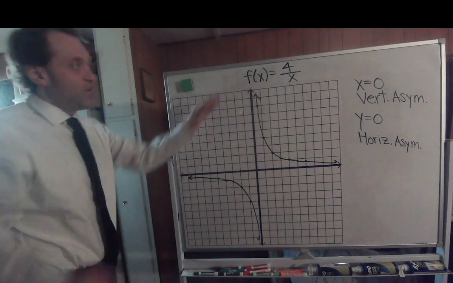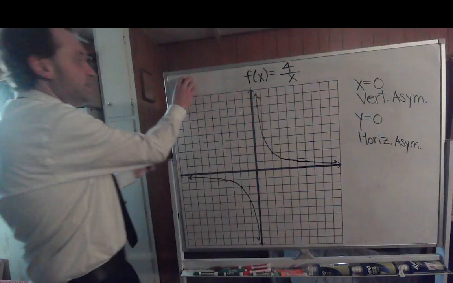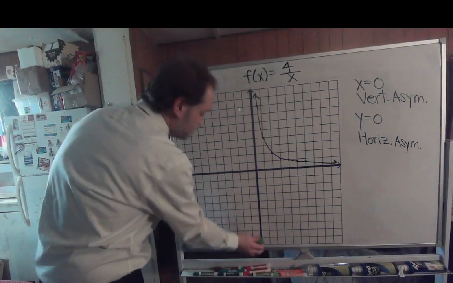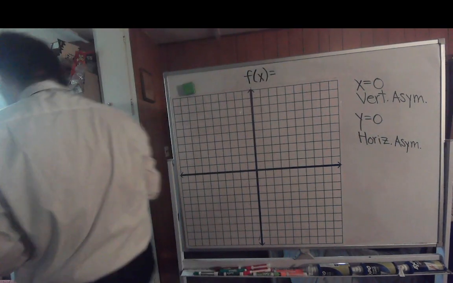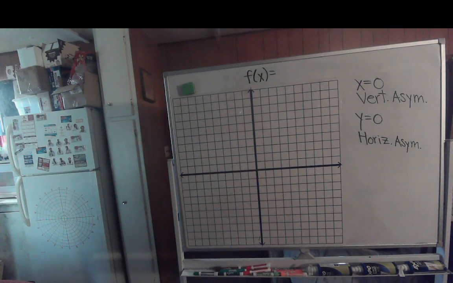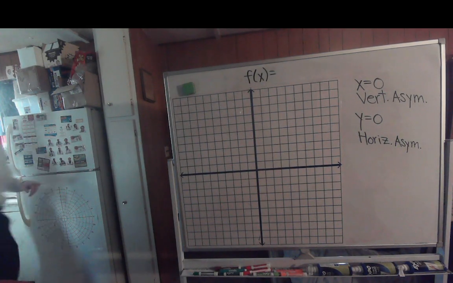So that's general rational functions. Now let's throw in some other types of shifts into the mix. I think we get the general concept of rational functions.